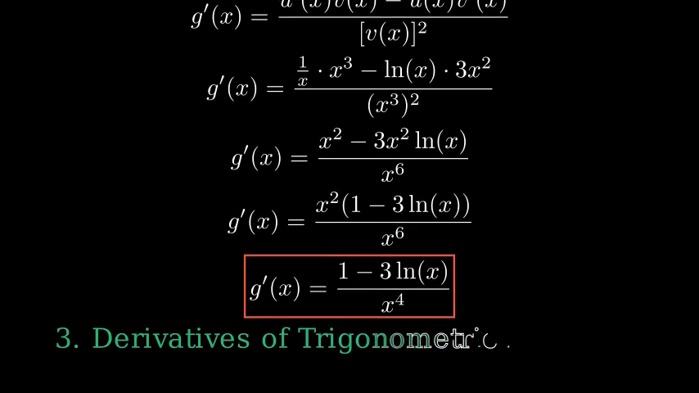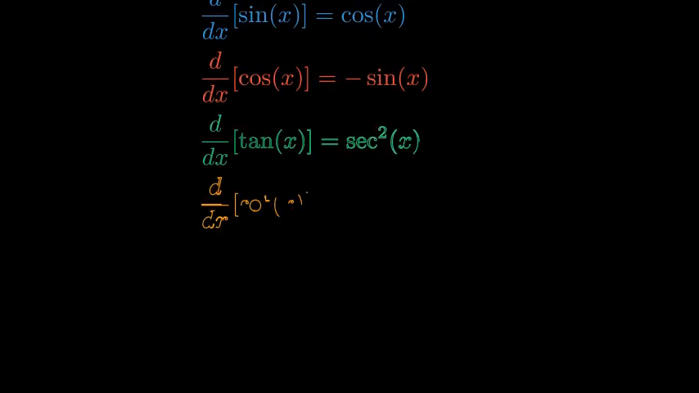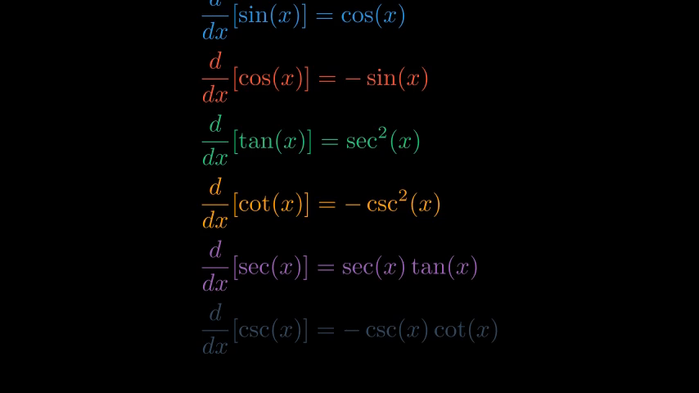Let's now explore the derivatives of trigonometric functions. There are 6 basic trigonometric functions, and each has its own derivative formula. Here are the 6 fundamental trigonometric derivatives. The derivative of sine of x is cosine of x. The derivative of cosine of x is negative sine of x. The derivative of tangent of x is secant squared of x. The derivative of cotangent of x is negative cosecant squared of x.